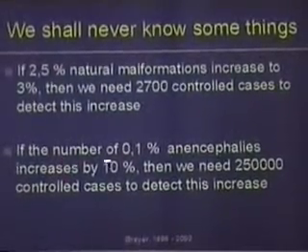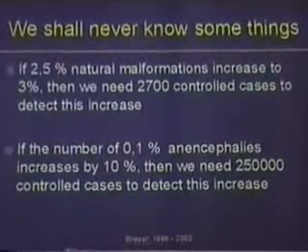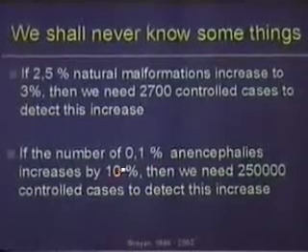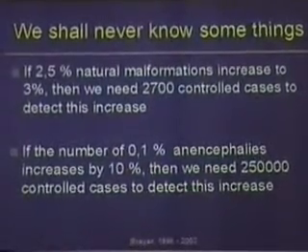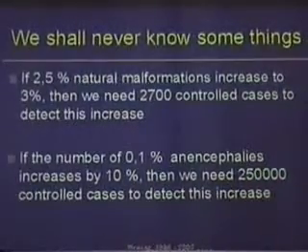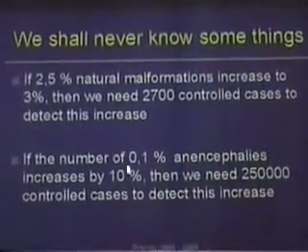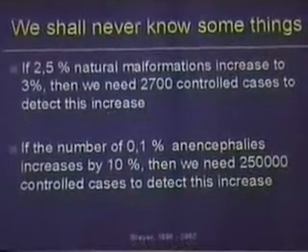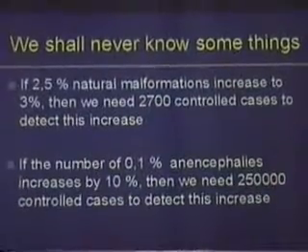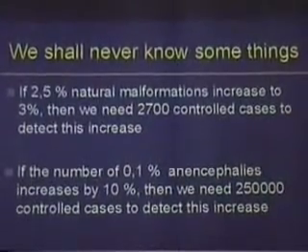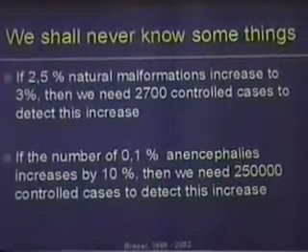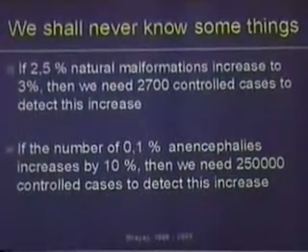However, if the prevalence is much lower, like 1 in 1,000, and that increases by 10%, you will need a control experiment of 250,000 patients to detect this, which really means this cannot be detected. There is no way to know it. So you see, when we say that something is safe, what we say is that there is no way to tell that it's not safe.